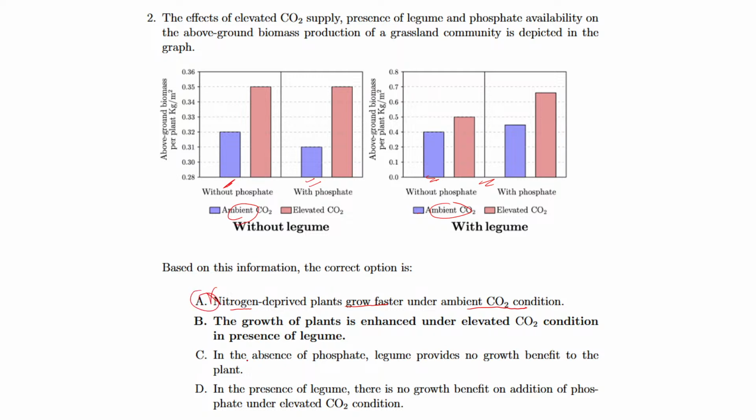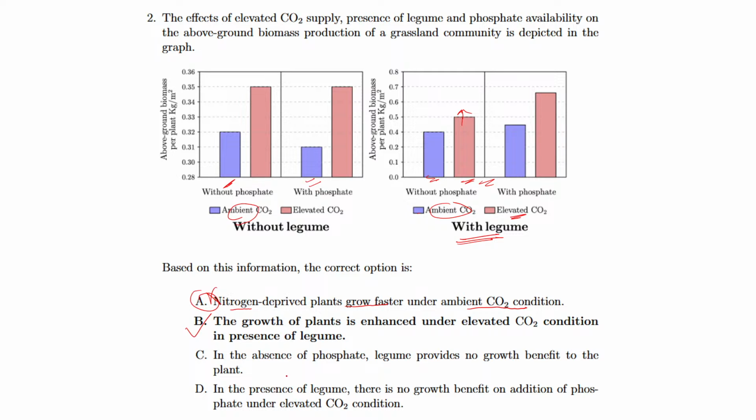Next option, I have the growth of the plant is enhanced under elevated CO2 condition in presence of the legume. So here I have the case of presence of legume, and when I check for the growth factor when CO2 is elevated, I can clearly see that there is an increase in the plant growth. So this option goes correct.